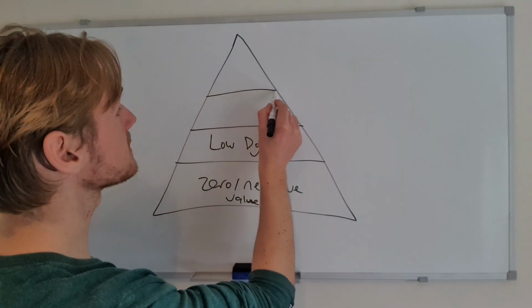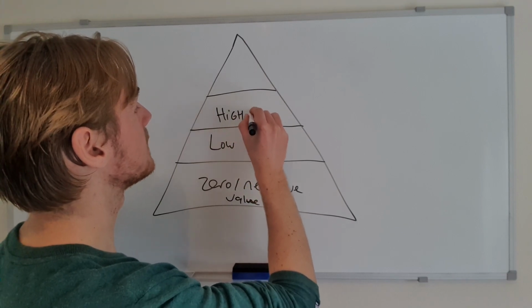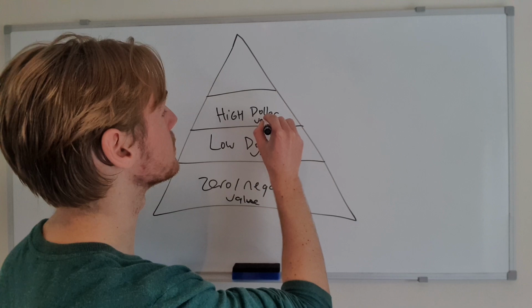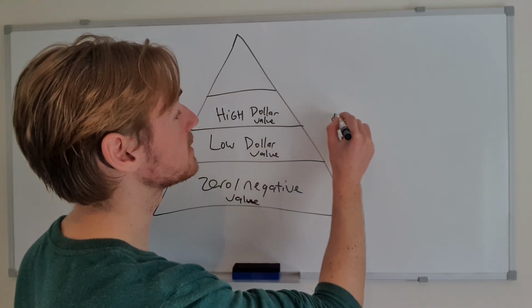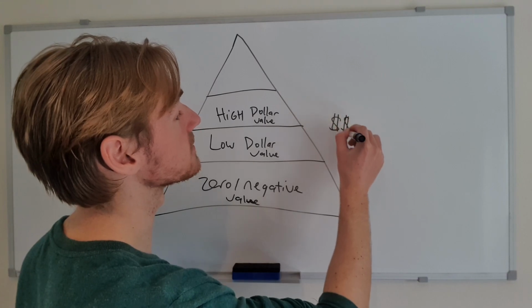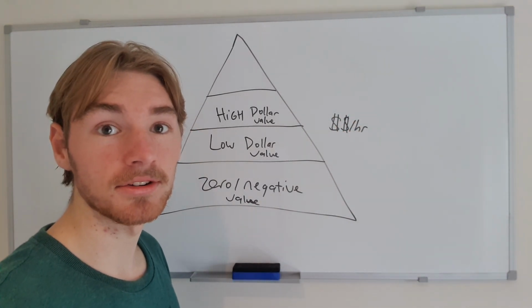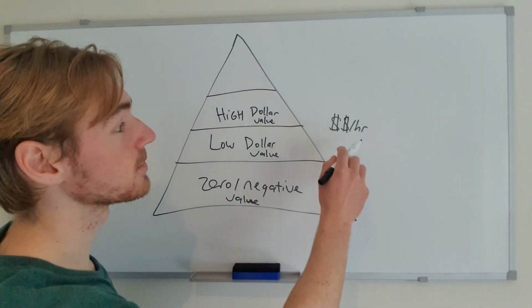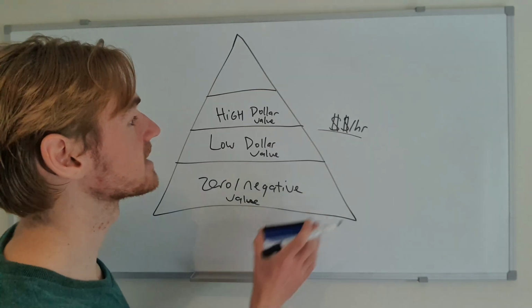Then one layer on top of that, we have the high dollar value tasks. And this is basically the exact same as the low dollar value task, but obviously with a higher value. So something that if you would outsource would be worth a lot more in terms of the hourly rate. And you can think about stuff like consulting, coaching, helping clients solve problems. Those are typically things which are much higher in the scale.